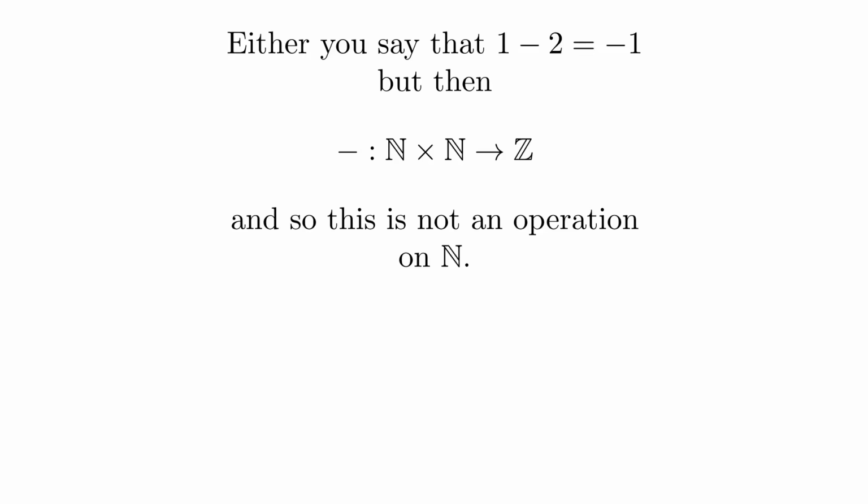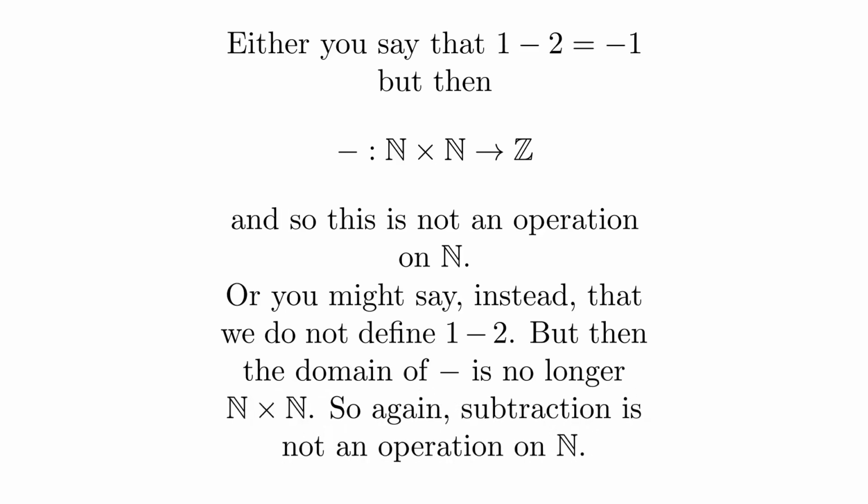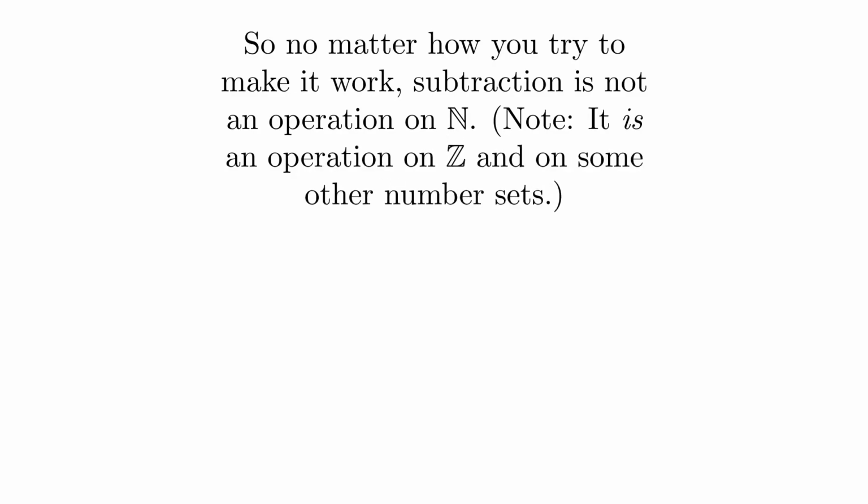Now, you could perhaps try to approach this differently and say that we just won't define what 1 minus 2 is. That just won't be defined for our function. But if you did that, then the domain of the function is no longer N cross N, and for that reason, it is not an operation. So no matter how you try to resolve this issue, you never get subtraction to be an operation on N.